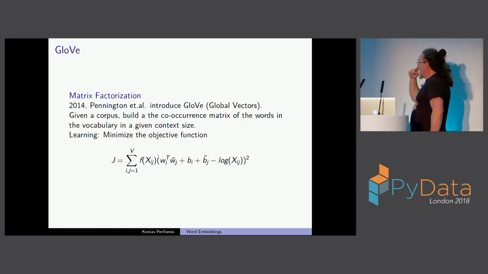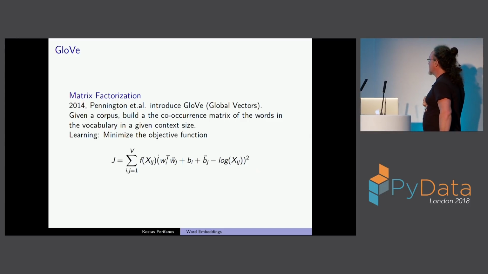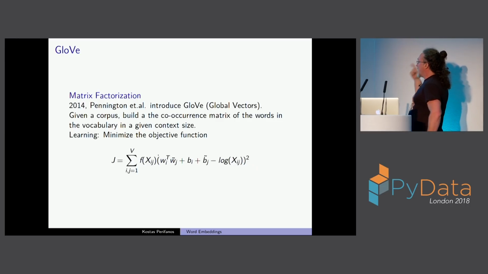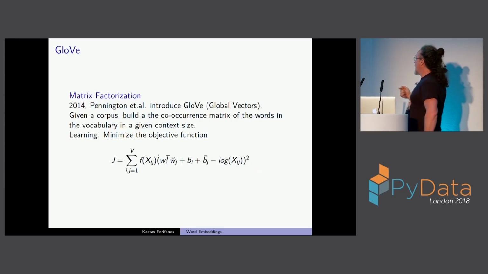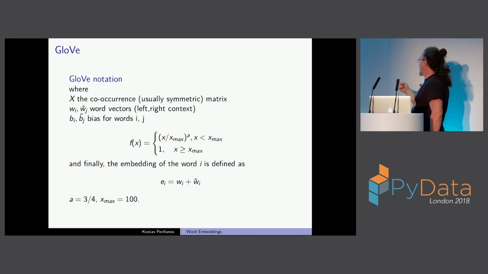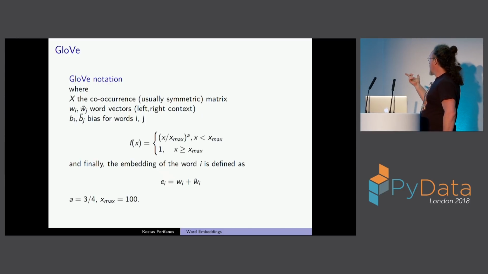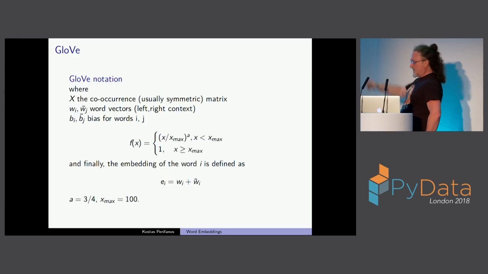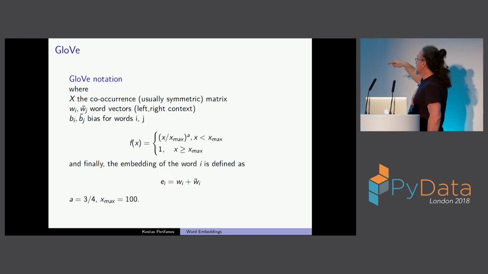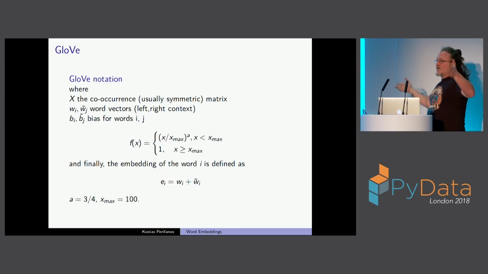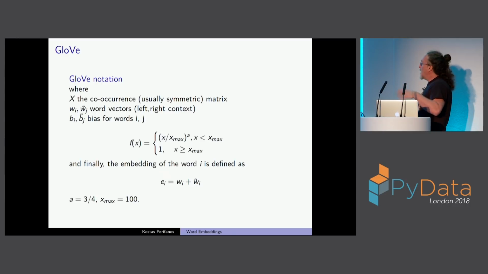Then we define a very weird objective function, which I'll explain in a bit, and by minimizing that function we get back our representations, our word embeddings. This is essentially a least squares regression problem. X is the co-occurrence matrix, of size V by V, where V is the size of the vocabulary. We have two word vectors, and we'll discuss that a little, for the left and right context, for word i and word j, and every single pass on the matrix.